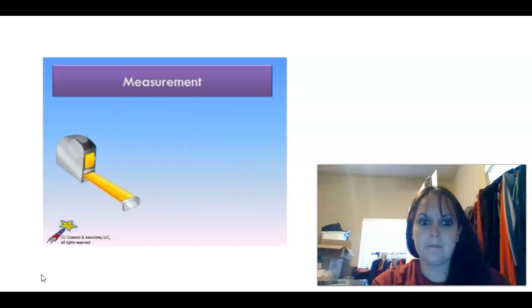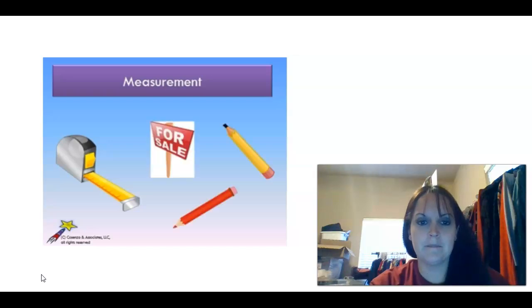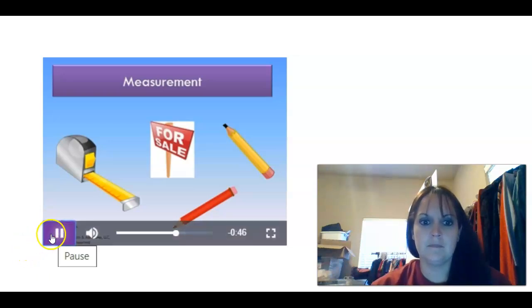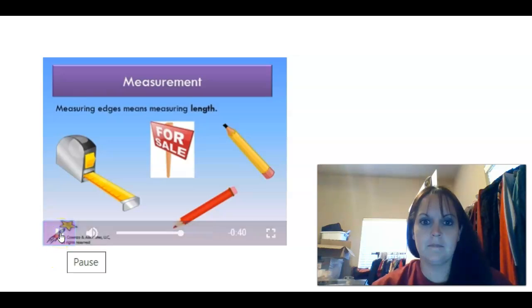Sonia found a measuring tape. She wondered what she could measure with it. Look at what she thinks she can measure with the tape. She can measure the length of the pencils and the for sale sign. Sonia knows measuring edges of things like the for sale sign and the pencils means she is measuring length.